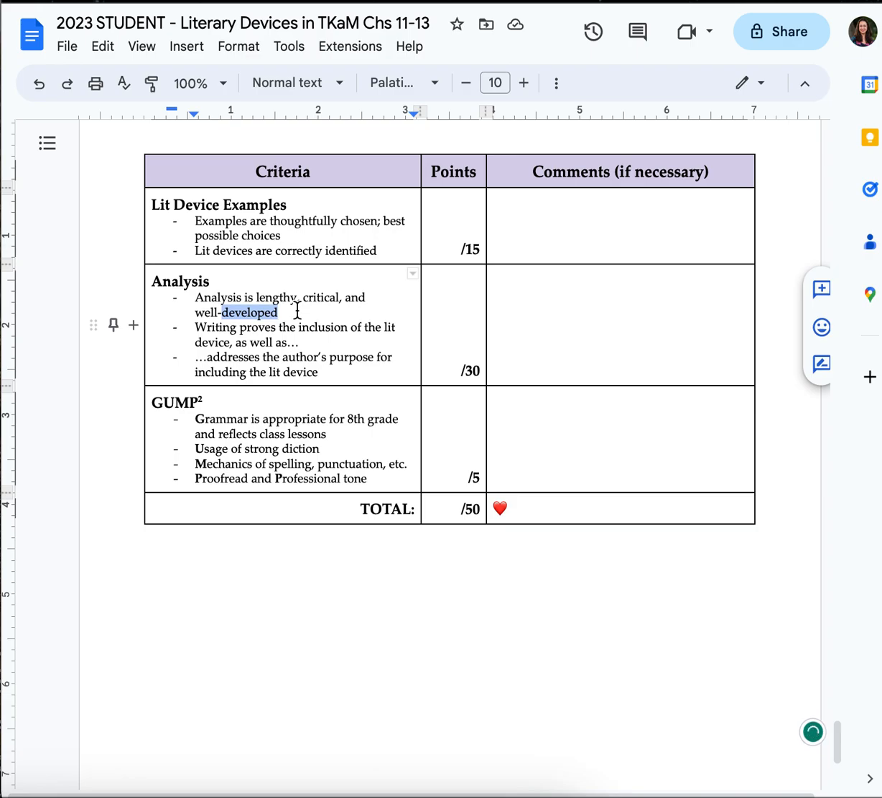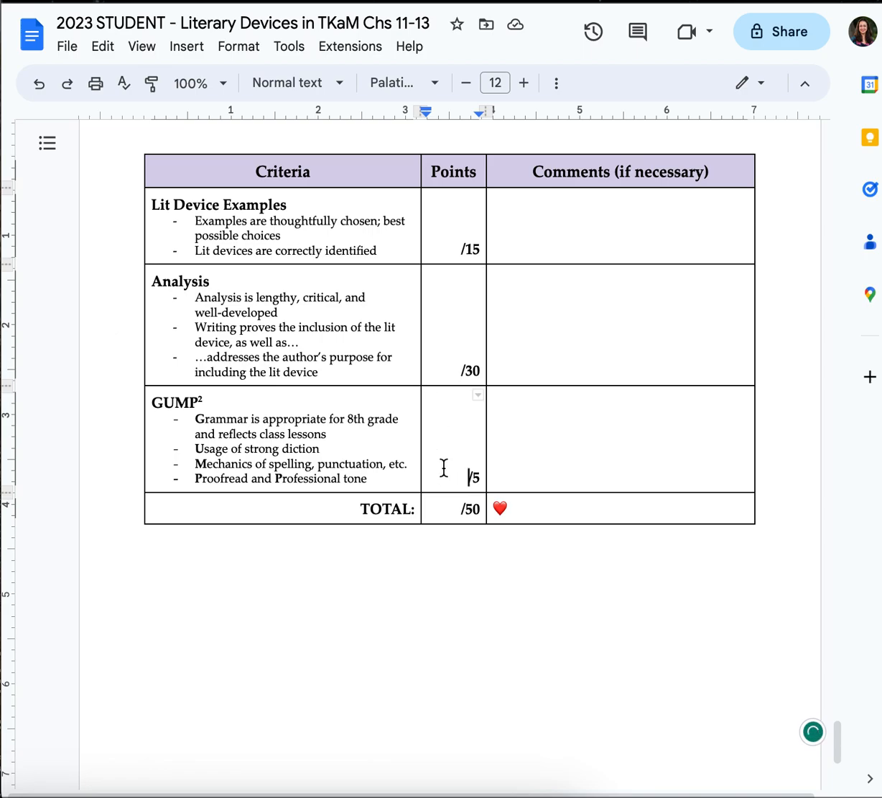Remember, you kind of have 2 questions per analysis to answer. Your writing has to prove the inclusion of the lit device, there's the first part, right? As well as address the author's purpose. So there's both points. You have up to 30 points in this area. This is where the most variety will happen, because this is where I evaluate your writing.